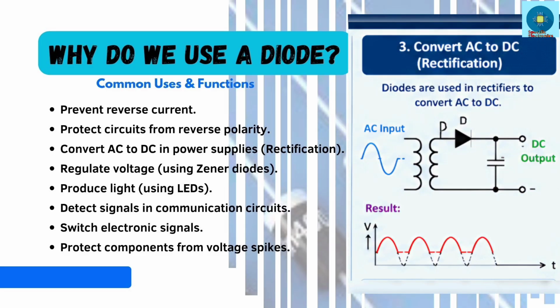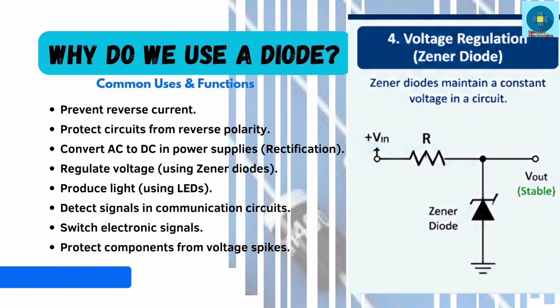The next application is rectification. The electricity that comes from our wall socket is AC. However, most electronic devices require DC power. Rectifier diodes convert AC into DC, which is why every charger and power supply contains a diode.